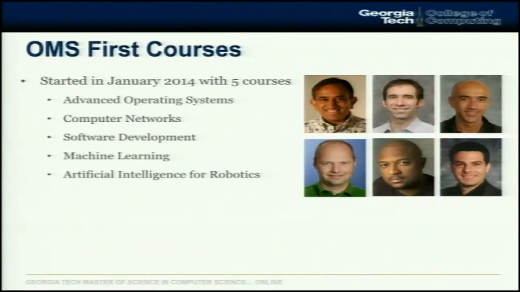So here are the first set of courses that we did. Starting in January, we created 5 courses. They're listed up there, everything from operating systems and networks to software development, machine learning, and artificial intelligence for robots. You will notice that of the 6 people up there, 2 of them are not Georgia Tech faculty. On your left, the very bottom is Sebastian Thrun, who's the founder of Udacity. He teaches the artificial intelligence robotics course.